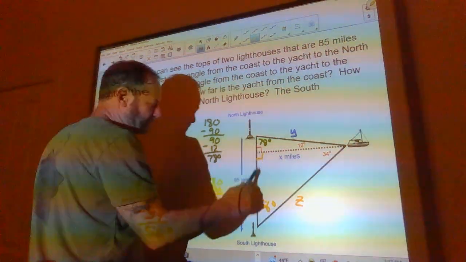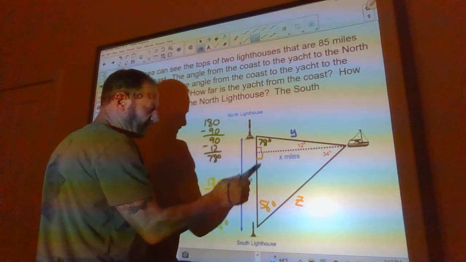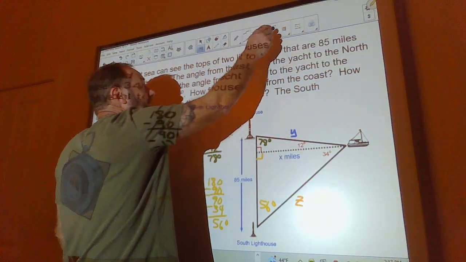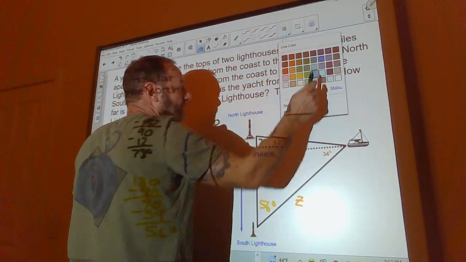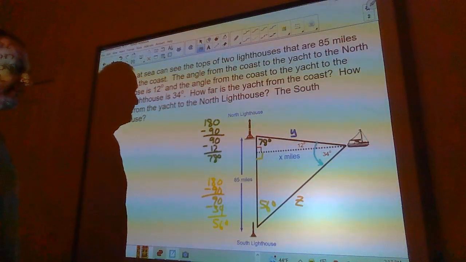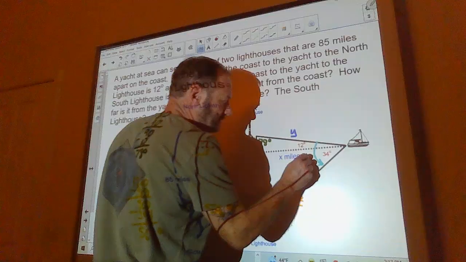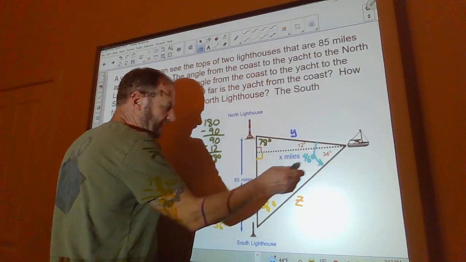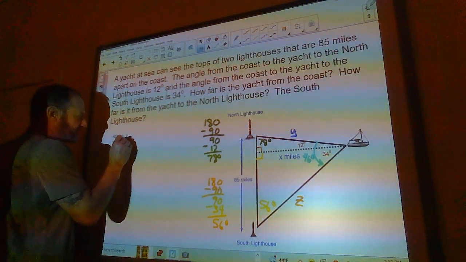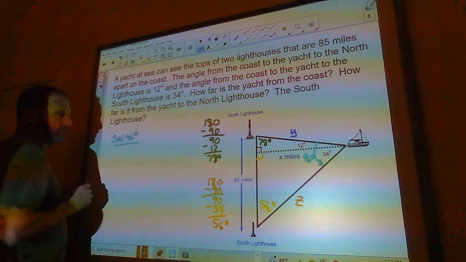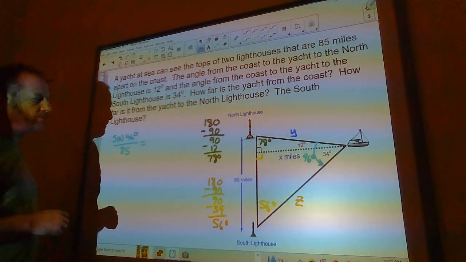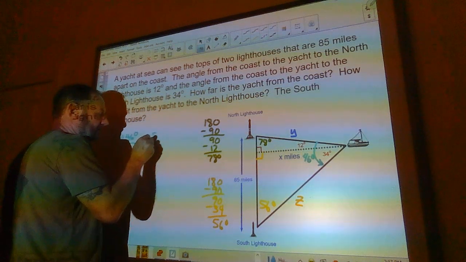So I got to start with the big triangle because all I know is this distance here is 85 miles. I also know that this angle right here is 46 degrees. So I have a known angle across from a known side. So I can say, well, the sine of 46 degrees over 85 is going to equal the sine of 78 degrees.